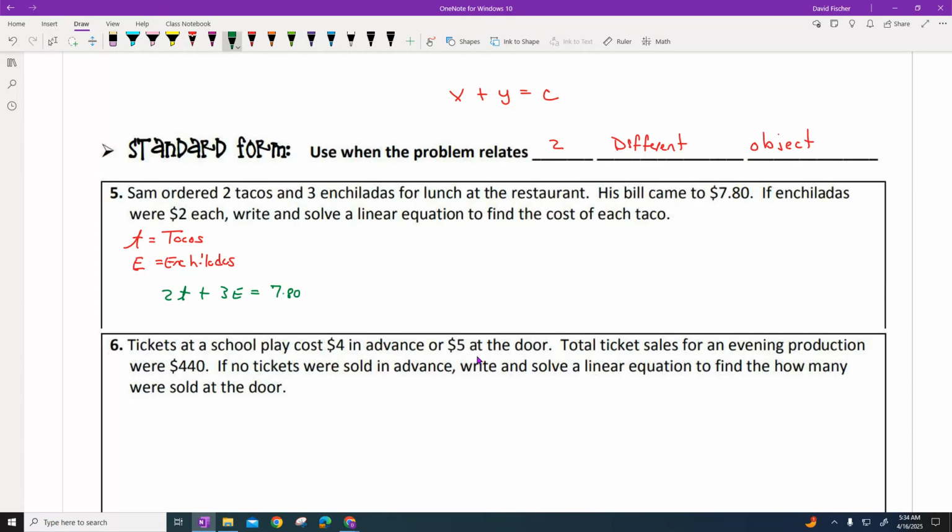That's our basic equation. Bought 2 tacos, 3 enchiladas, and his total was $7.80. Now, they told us that the enchiladas were $2 a piece. So I'm going to put 2T because I don't know what a taco costs. Plus, I know he bought 3 enchiladas and they were $2 each. And he spent $7.80 altogether. Alright, so let's do this guy. Take the T by itself.